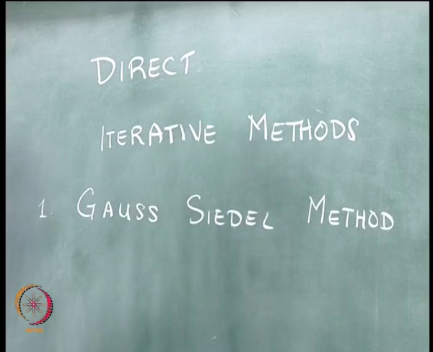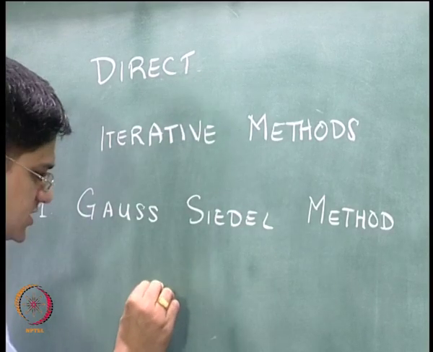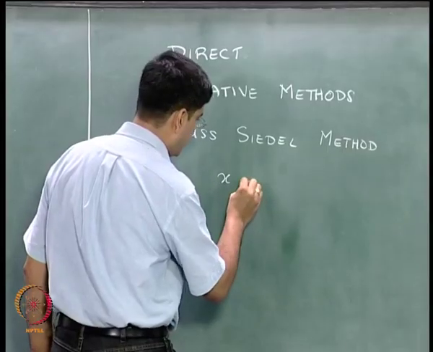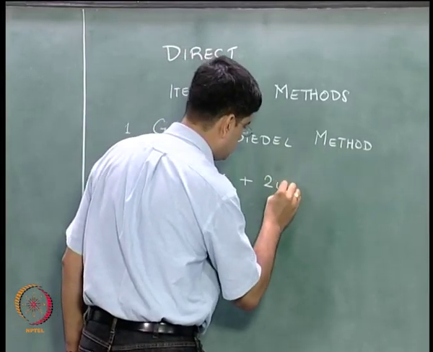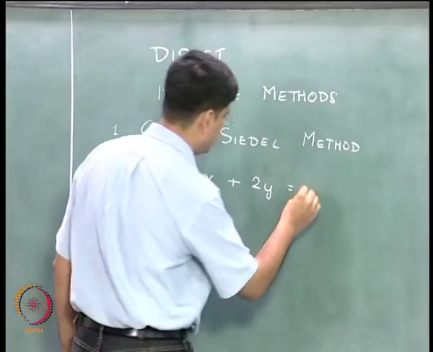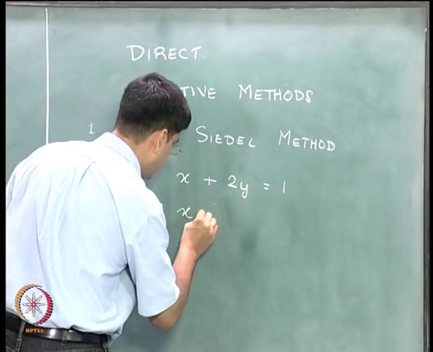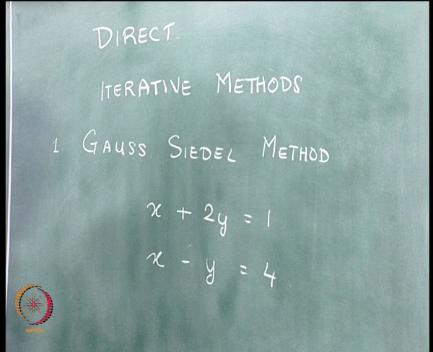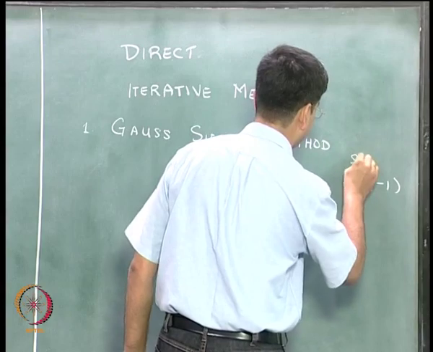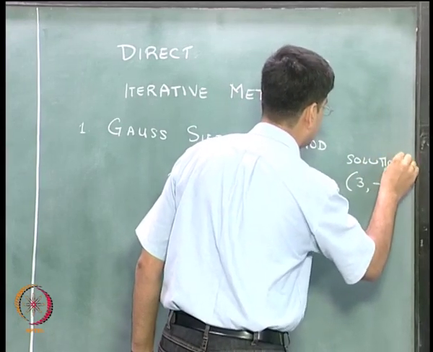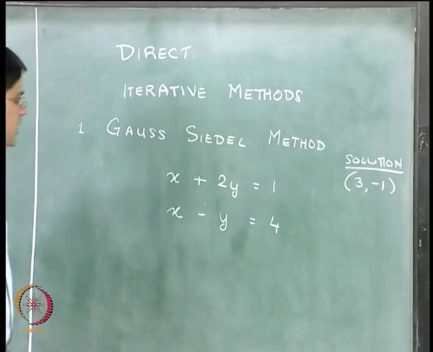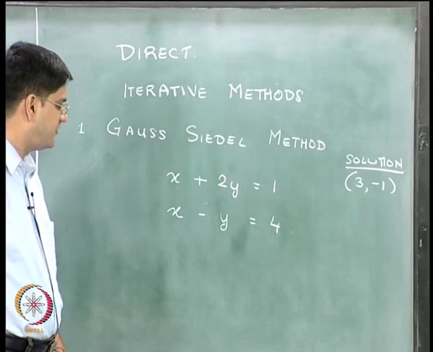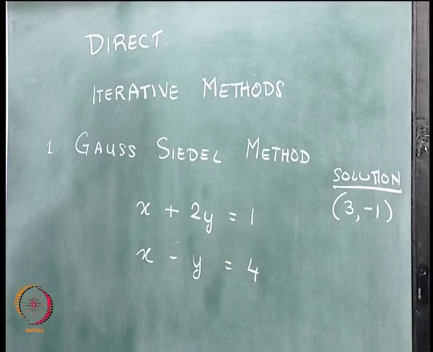So the simple example that we are going to talk about is x plus 2y equal to 1 and x minus y equal to 4. The solution for these two equations we know is 3 comma minus 1. We can solve it in a fairly straightforward manner using the Gauss elimination method. What we will see now is how to use the Gauss-Seidel method.